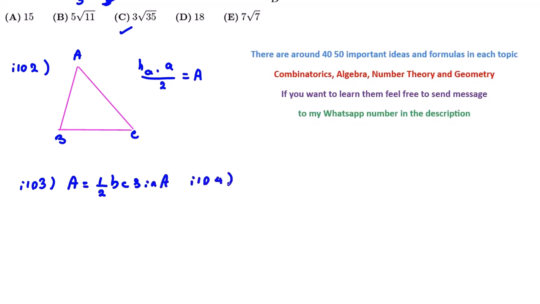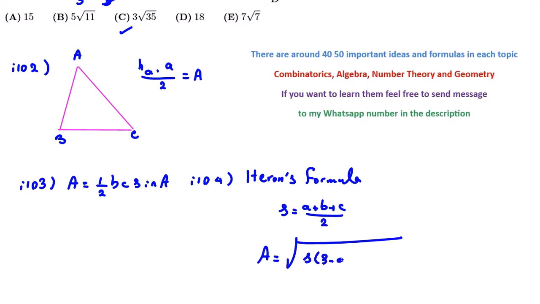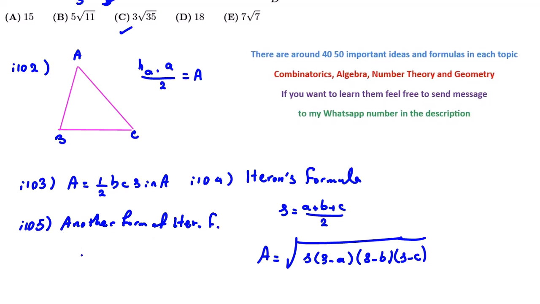Idea 104 is Heron's formula, which you can say: if s is a plus b plus c over 2, area is the square root of s times s minus a times s minus b times s minus c. And idea 105, another form of Heron's formula, when, for example, we have the square root of something, the length.